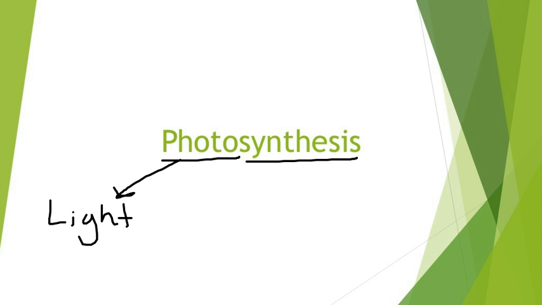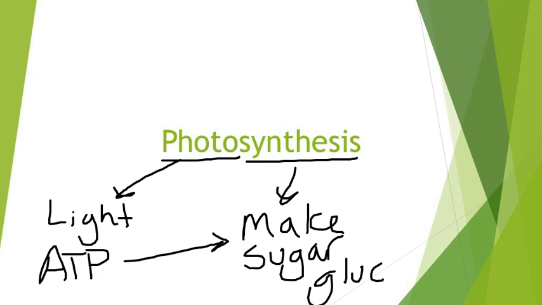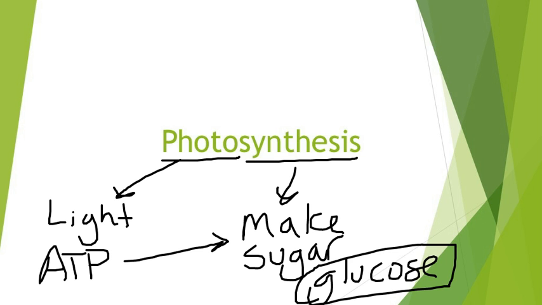synthesis part. So in the light part, we make what's called ATP, and we can think about that as energy in its purest form. So we're going to use that ATP from the photo part in our synthesis part, which means to make, and we are going to make sugar in the form of glucose. This is the end product, the whole goal of photosynthesis. This is what plants are trying to do when they run through photosynthesis. Make glucose for themselves so they can store energy from sunlight.